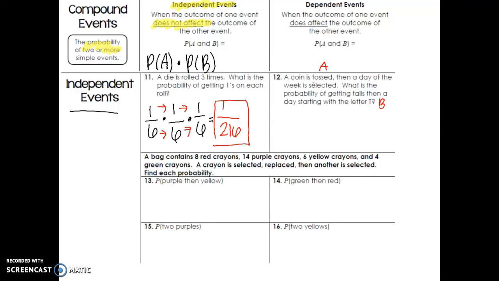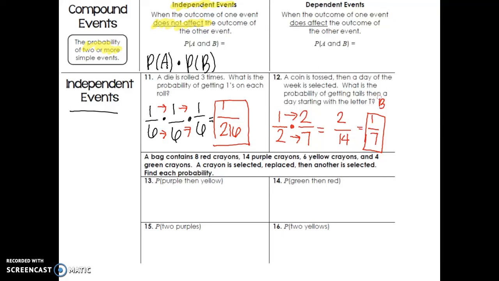So for my probability of A, that's going to be a coin toss, so getting tails, that's 1 out of 2 options, multiplied by the choice of days starting with the letter T. So that's Tuesday and Thursday, that's 2 out of 7 in total. You do multiply straight across just like you did before. 1 times 2, that is 2. 2 times 7, that is 14. However, anytime that you can simplify, you should be simplifying. And so while 2 out of 14 is a correct answer, the actual answer would be 1 out of 7. So that is as simple as you can get.